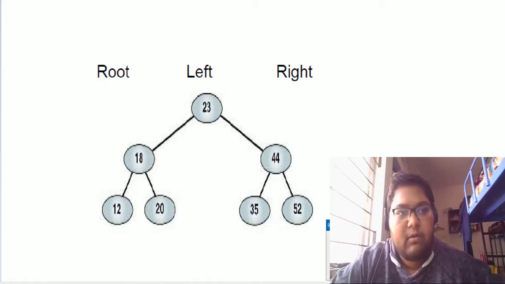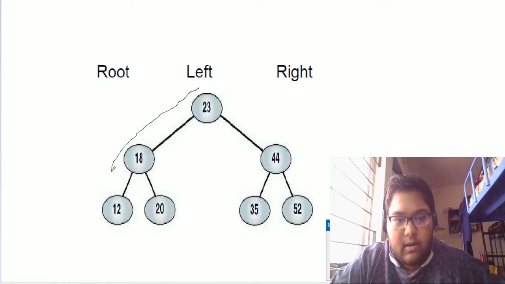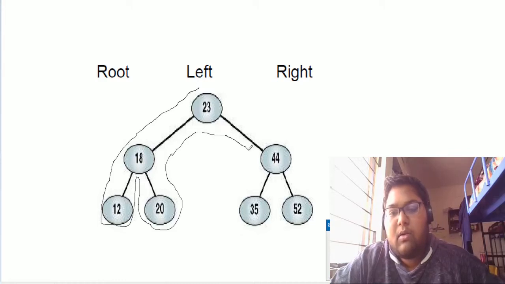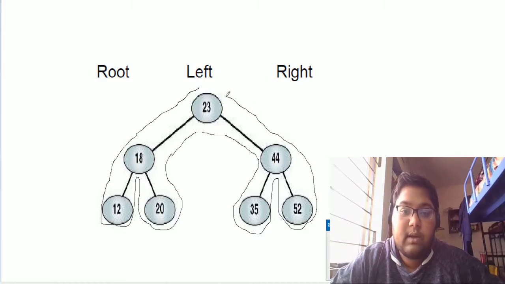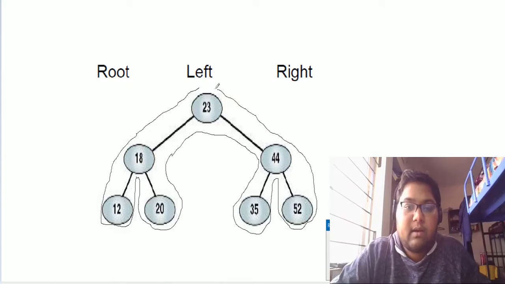If you didn't understand the way we go in, here is the way we did go in. We started from 23, went to 18, then to 12, then got it back to 18, but 18 was already taken, returned to 20, okay, got it back to 23, but 23 was already taken, got to 44, which is not taken, so take it. 35, return to 44, but only once we can take a single value. 52, take 52, return to 44, return to 23. So this manner we travel.